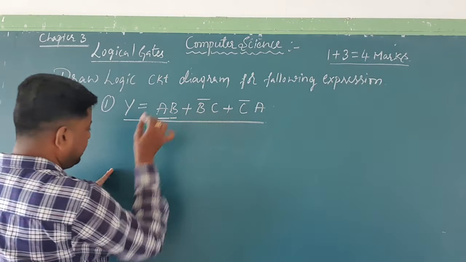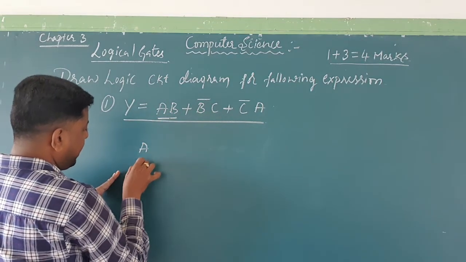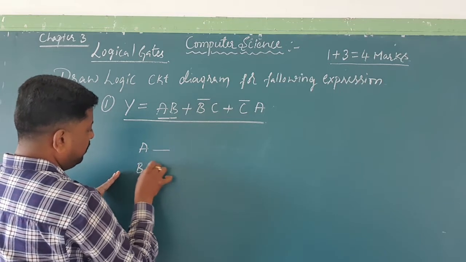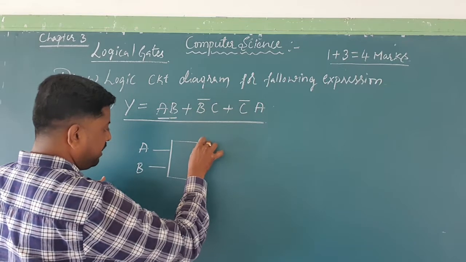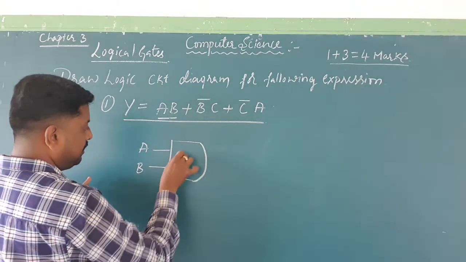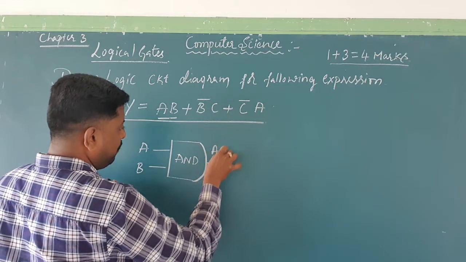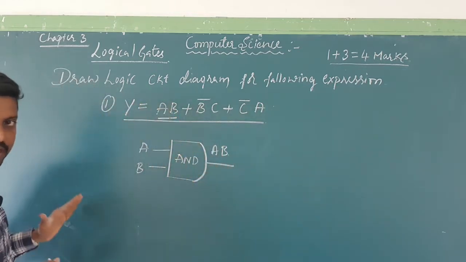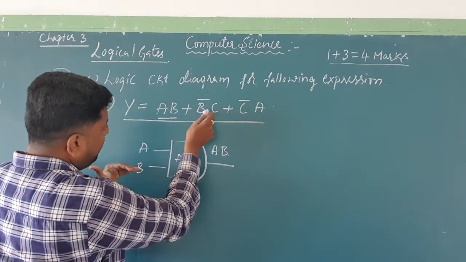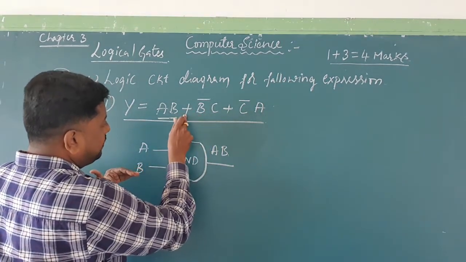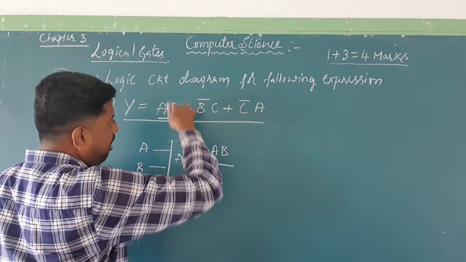So for a into b, a and b are the 2 inputs, then a logical AND gate. Then the result is a into b. The first part of that expression is over. Then coming to the second expression, in between these two expressions there is a plus. Later I will conclude by combining the expressions with an OR gate.